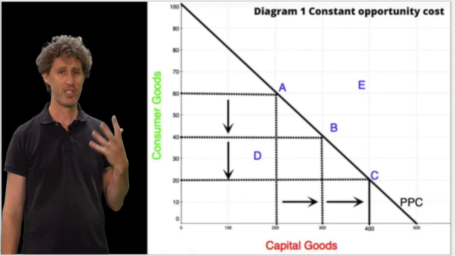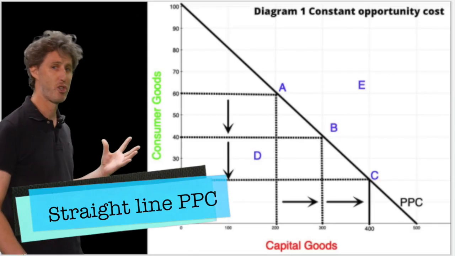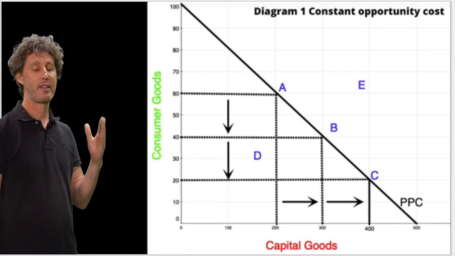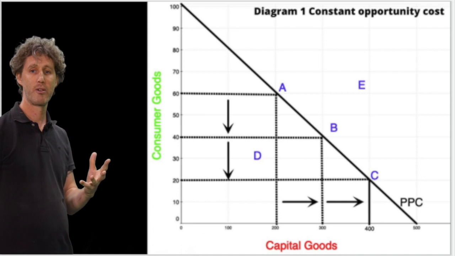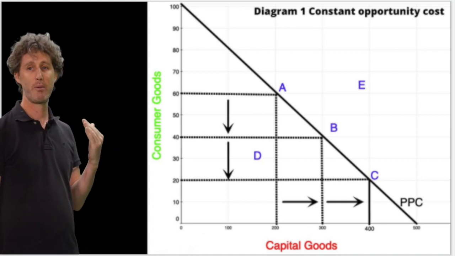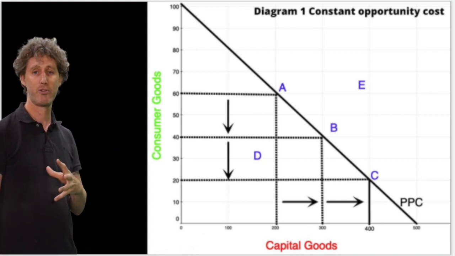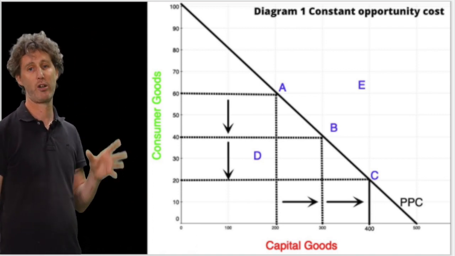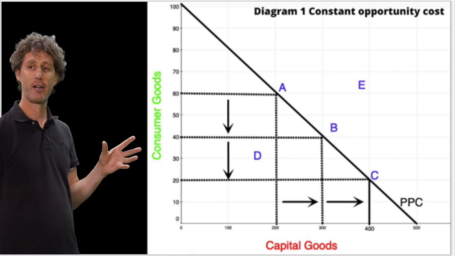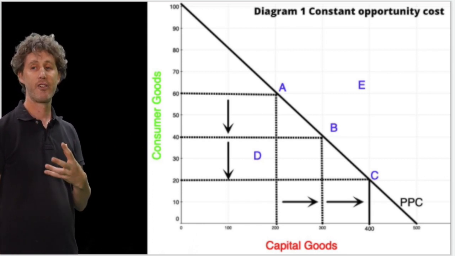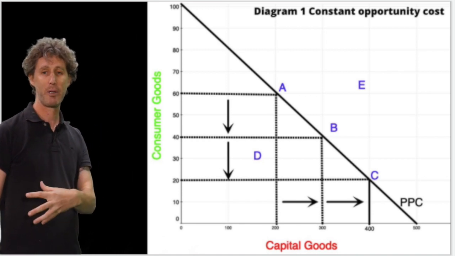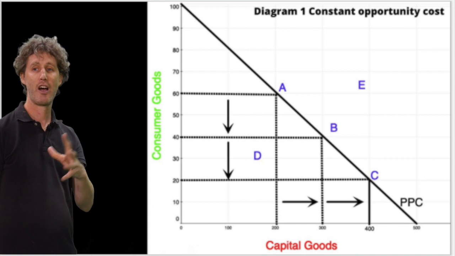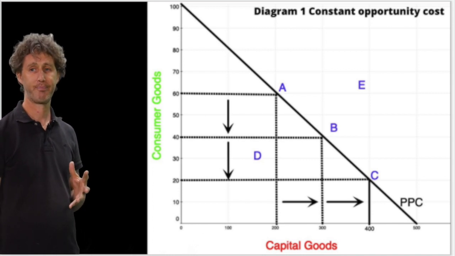So if you look at the diagram here, the diagram is showing a PPC curve. On the y-axis we have consumer goods. The maximum amount of consumer goods that this economy can produce if it dedicates all its resources to their production is 100 consumer goods. Now, if they dedicate all their resources to capital good production and don't produce any consumer goods, they will produce 500 capital goods.